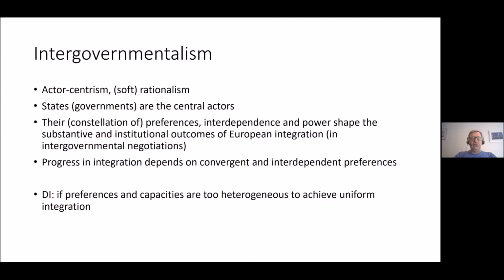And that already brings us to the main factor that drives differentiated integration, that limits the possibility of uniform integration, and this is a situation in which the preferences of the states concerned and or their capacity are too heterogeneous to achieve uniform integration. So that's the basic intergovernmentalist take on differentiated integration. So governments will go for differentiated integration if uniform integration is not possible, but they still see value in moving ahead with integration in smaller groups.